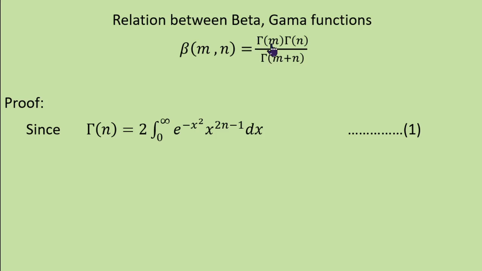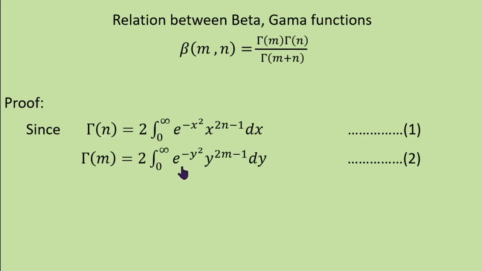and represent gamma m in terms of the variable y. So 2 times the integral from 0 to infinity of e power minus y square y power 2m minus 1 dy. Take these as equation 1 and equation 2. See, 2 times of this n, here 2 times of m minus 1. Okay, here e power minus x square, here e power minus y square.